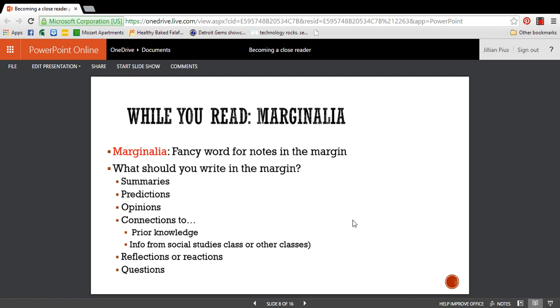While you read, you are also doing something called marginalia. Marginalia is just a fancy word for notes in the margin. So what kinds of things should you be writing in the margin? You can write summary. So after you read a paragraph, just write a few words summarizing what that paragraph was about. You can also write predictions, opinions. You can connect what you're reading to prior knowledge or information from other classes. You can write your reflections or reactions. You can also write questions.